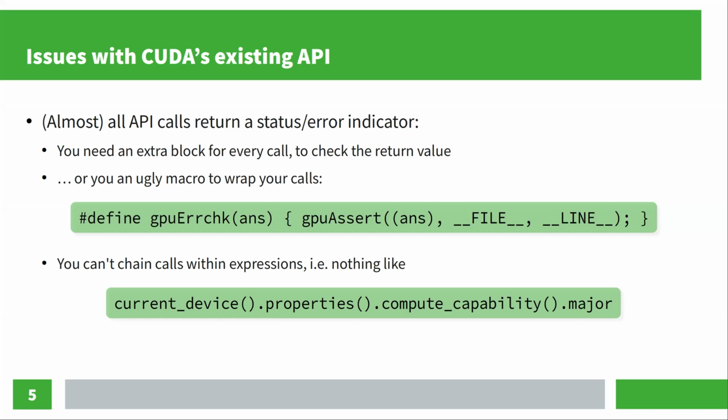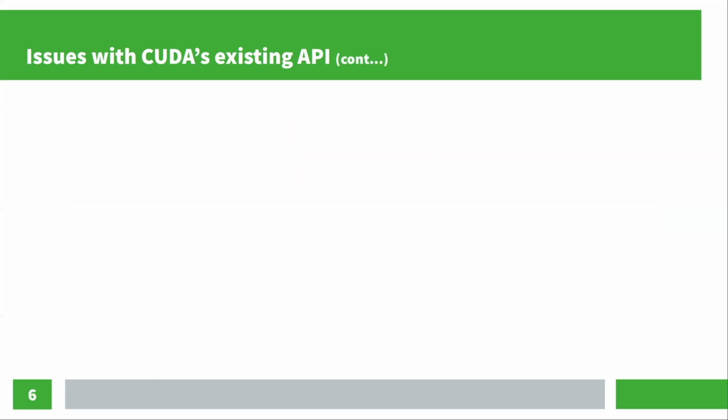But you can't say, okay, I want my current device, and then I want the properties of that, and then I want the compute capability out of those properties, and then I want the major number, because the compute capability has, say it's 7.5, then 7 is major and 5 is minor. So I can't write this in a single instruction. It'll have to be half a page of code, almost. So that's one thing I dislike.